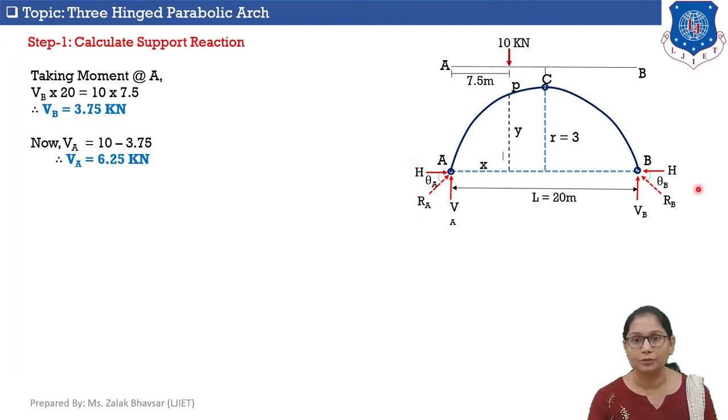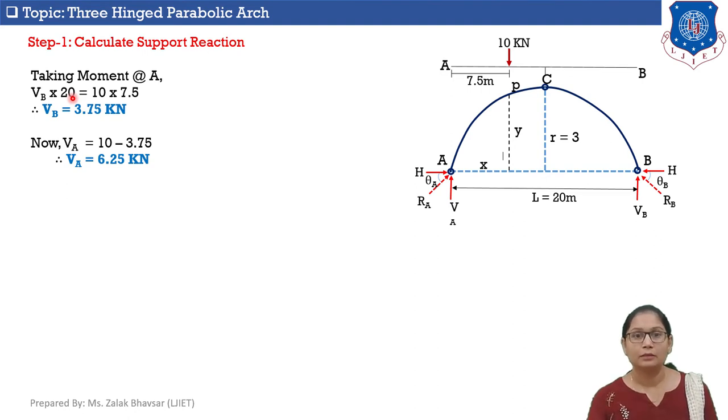Okay, now here you can see that this upward acting reaction VB will generate anti-clockwise moment about this point A. And moment of this reaction VB about point A is equal to VB into distance. Which distance? Distance between line of action of this VB and point A, which is 20. So, moment of this reaction VB about point A is equal to VB into 20.